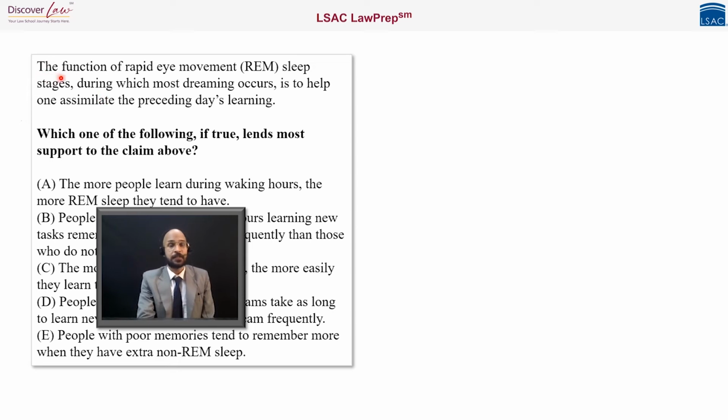It says, the function of rapid eye movement sleep stages, during which most dreaming occurs, is to help one assimilate the preceding day's learning. Now, when you see this sentence, this is just one sentence, right? When you see this sentence, you can see one part that is between the commas, okay? And this is like a qualifier. It tells you some additional information about what has been spoken of previously.